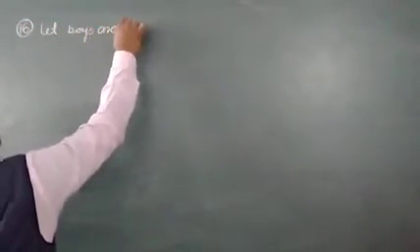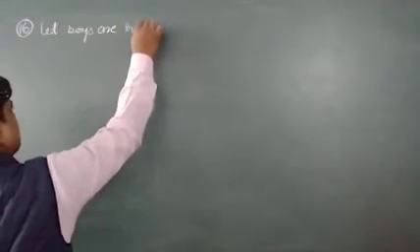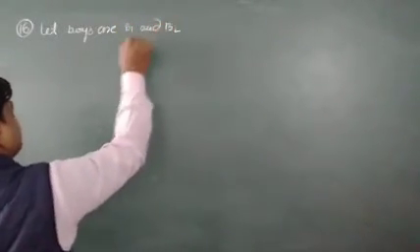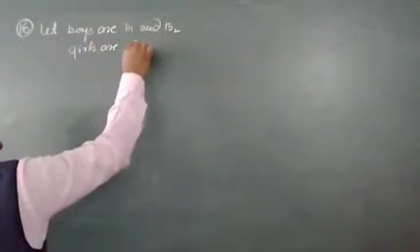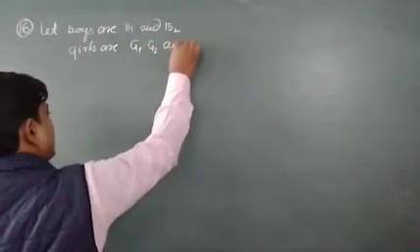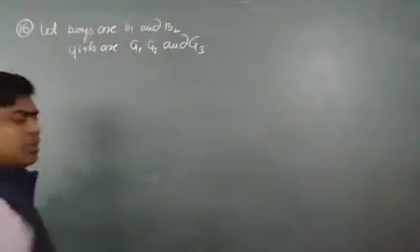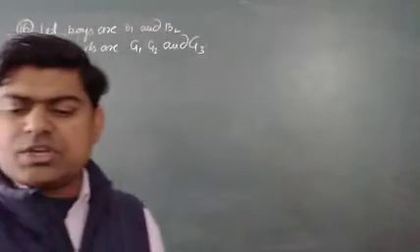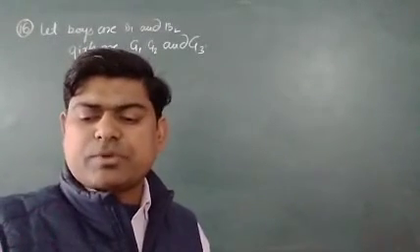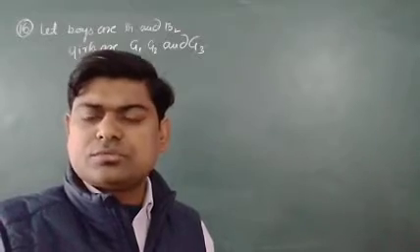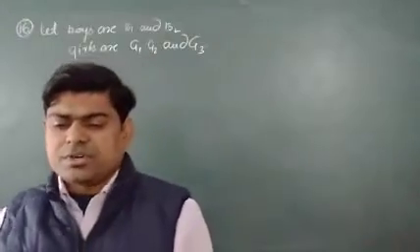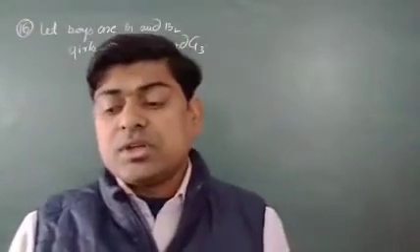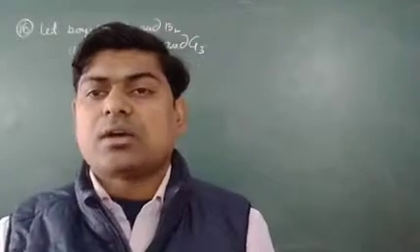Let the boys be B1 and B2. Girls are G1, G2 and G3. Now I am moving to the question. Your question is that we have to select two children randomly.